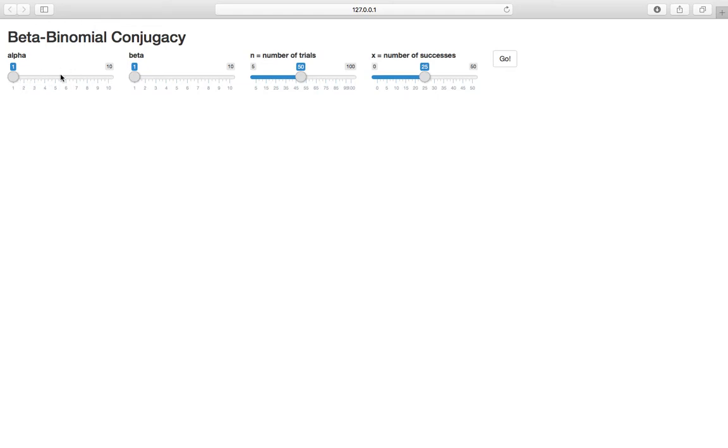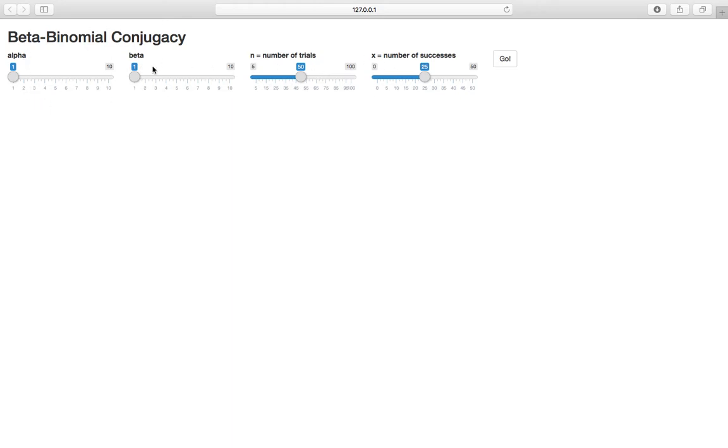Okay, and these values can go from 1 to 10. So this is where we adjust the prior distribution on p. Recall that if alpha is high relative to beta, then the mean of the beta distribution is larger. So if alpha was 10 here, we'd have a mean that's much higher than if beta was 10.